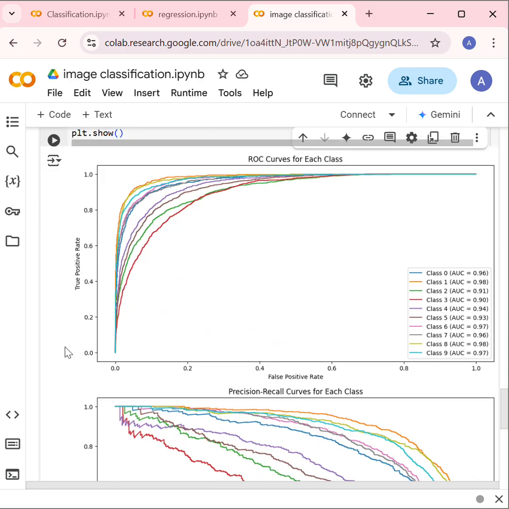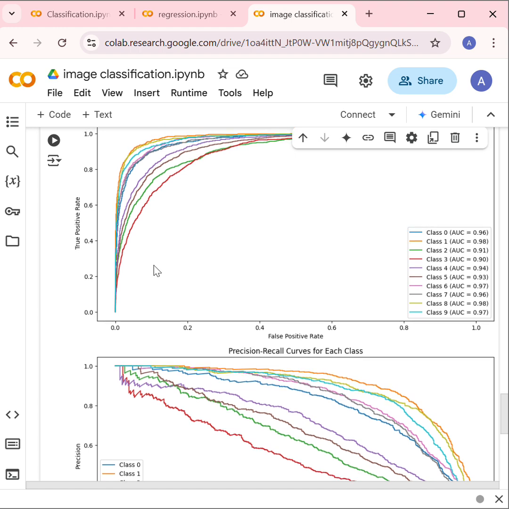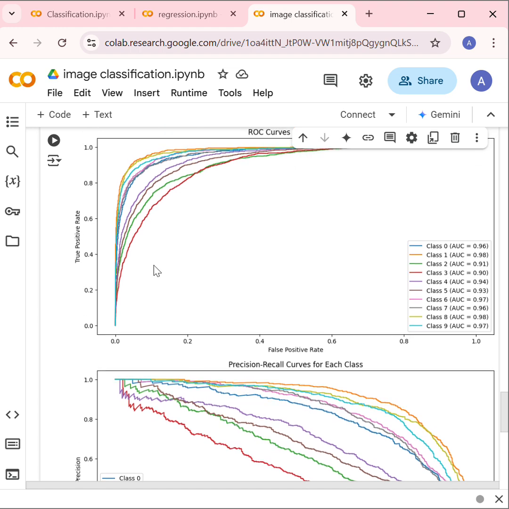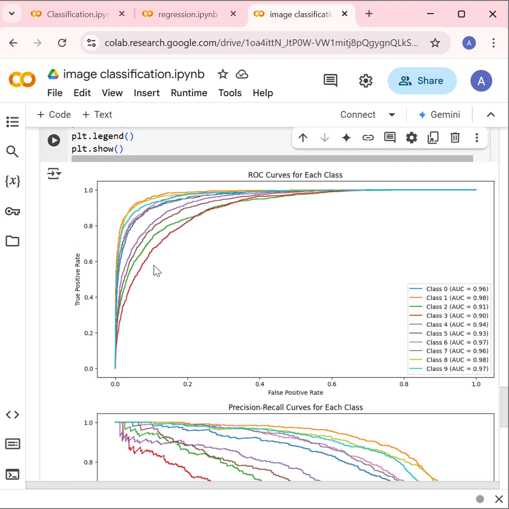Now looking at the ROC curves and the PR curve, if the area under the curve for airplanes is 0.95 but for birds is 0.78, it means the model is great at identifying airplanes but struggles with birds, possibly due to the background clutter in the images.